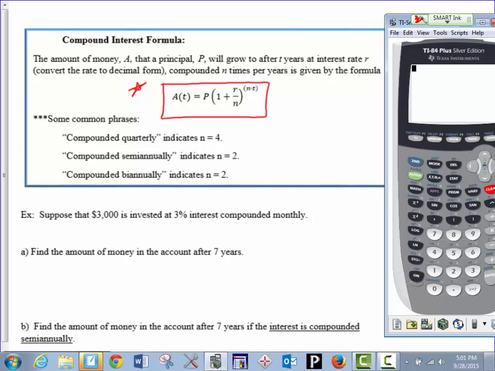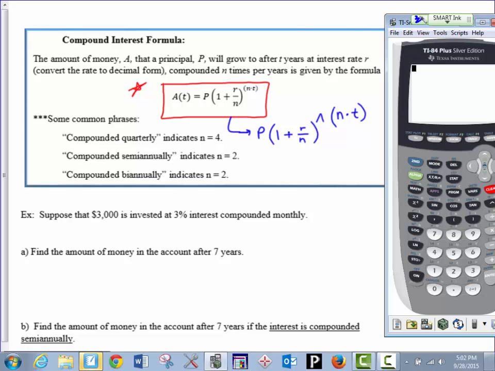n times t. Now, when you plug the right-hand side into your calculator, what you will normally need to do is something like this, so that your exponent ends up being in the proper place. You would want to use your caret key, and I'd always put the n times t in parentheses. So make that note on your calculator. This would be the way that you would compute that right-hand side.